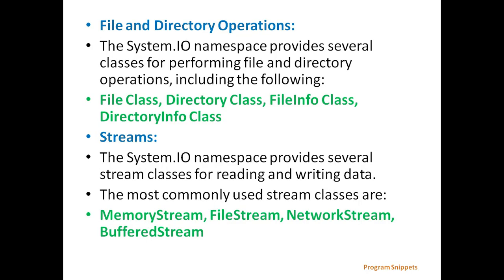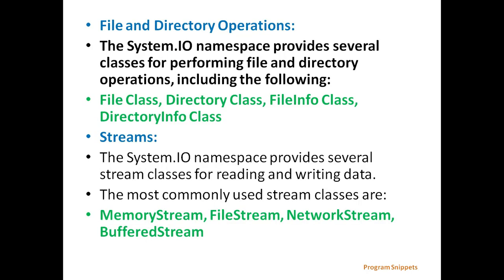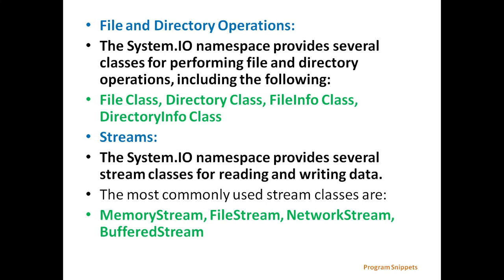First is file and directory operations. The System.IO namespace provides several classes for performing file and directory operations. Some of them are File class, Directory class, FileInfo class, and DirectoryInfo class. Then streams. The System.IO namespace provides several stream classes for reading and writing data. Most commonly used are MemoryStream, FileStream, NetworkStream, and BufferedStream.